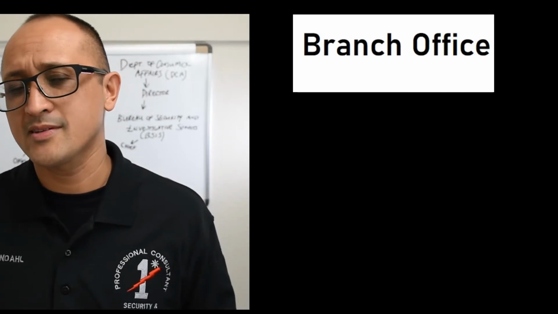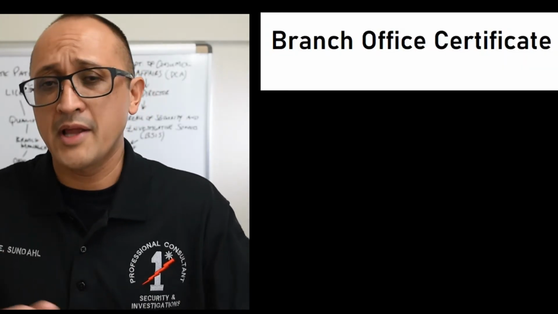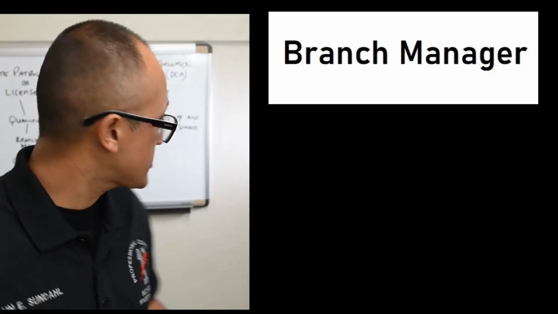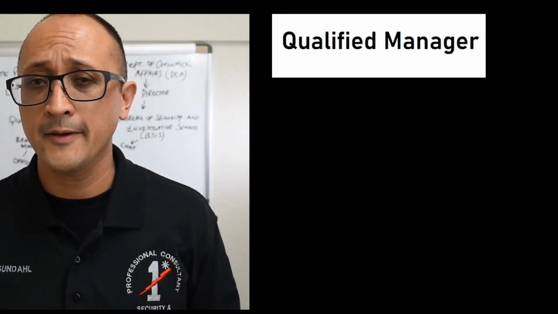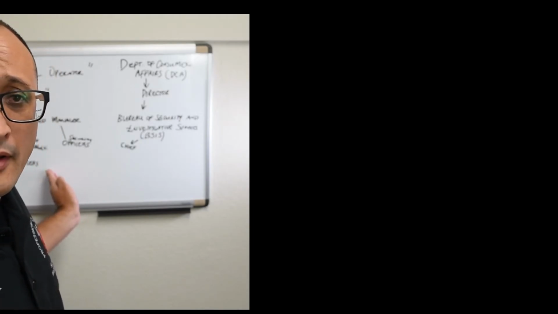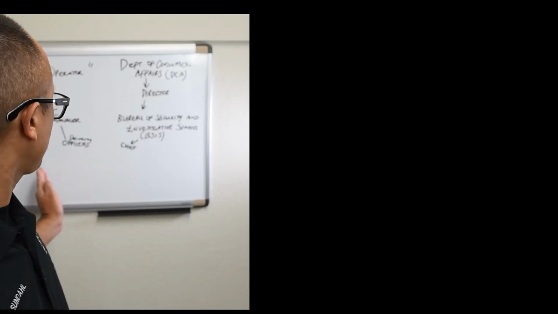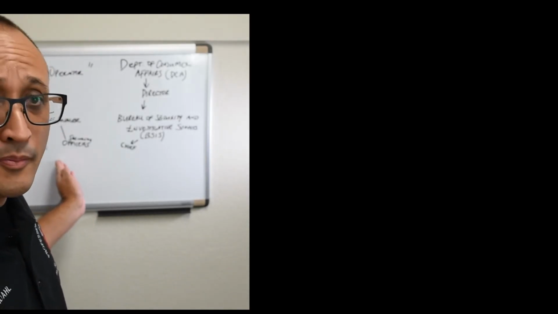Now, some private patrol operator agencies, they have a branch office, and whenever you operate anywhere that's not within the office on file with BSIS, you're going to have a branch office certificate and a branch office. Okay? In charge of that branch office is the branch manager. Okay? But the branch manager still falls under the qualified manager. Okay? And the branch manager is somebody who's in charge of all of these security officers under them. It could be a command staff that you have, or anybody that might be maybe working in the field. They fall under the branch manager.